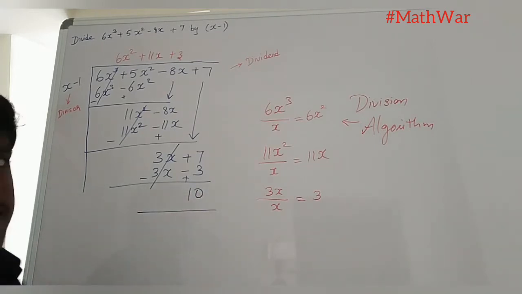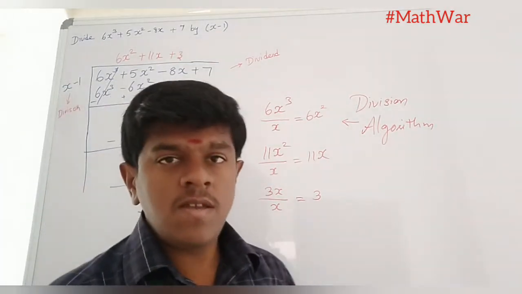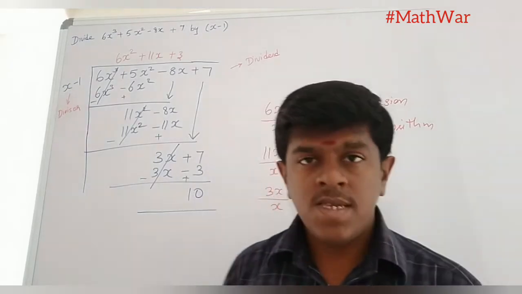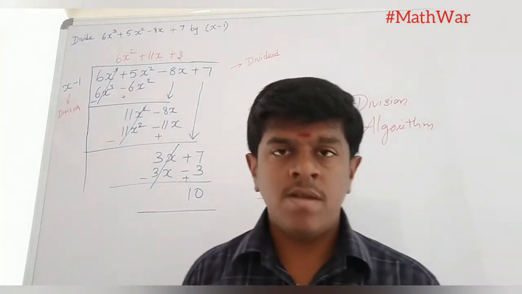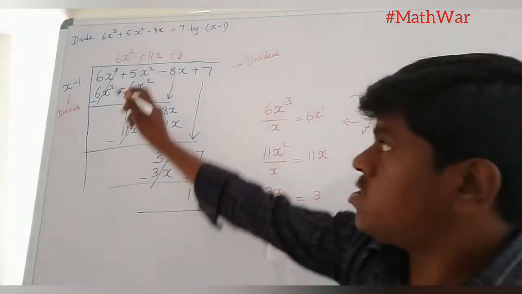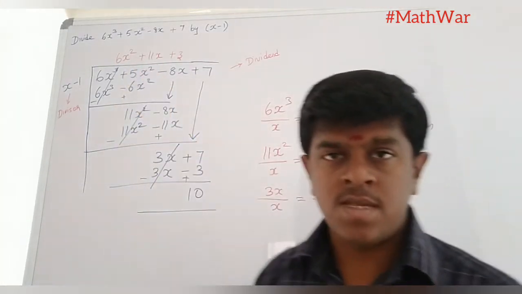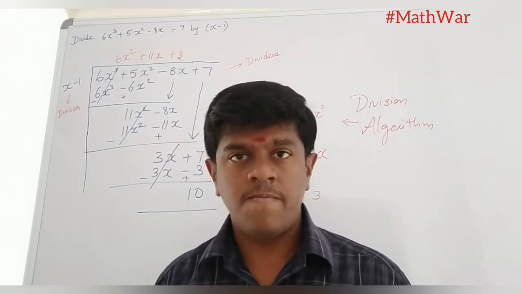So what we can understand from this is, when we divide the expression 6x cube plus 5x square minus 8x plus 7 by x minus 1, the quotient is 6x square plus 11x plus 3, and the remainder is 10.